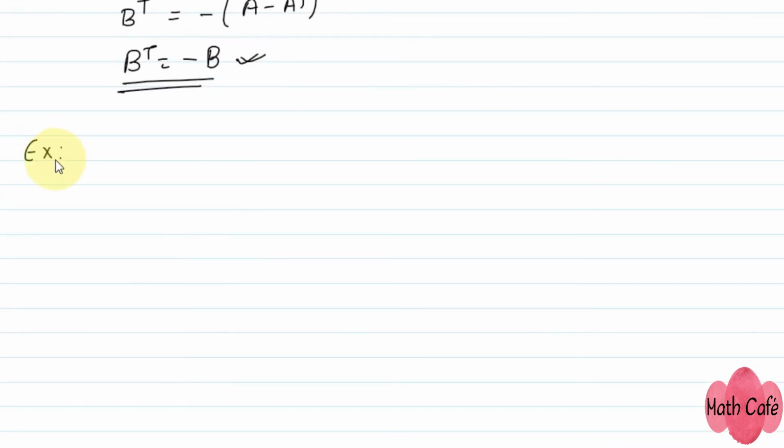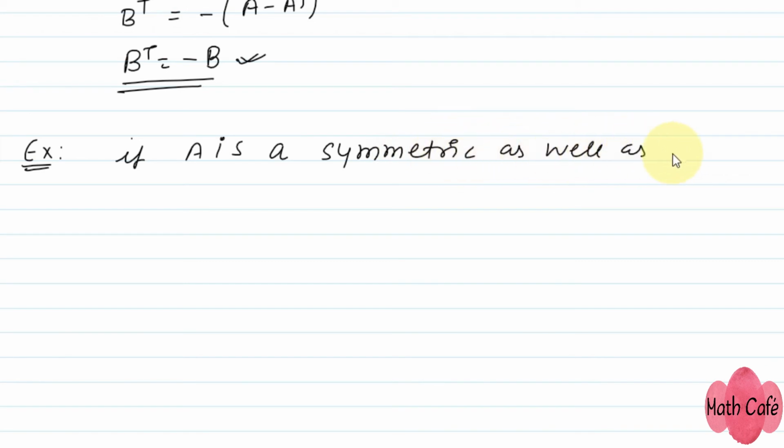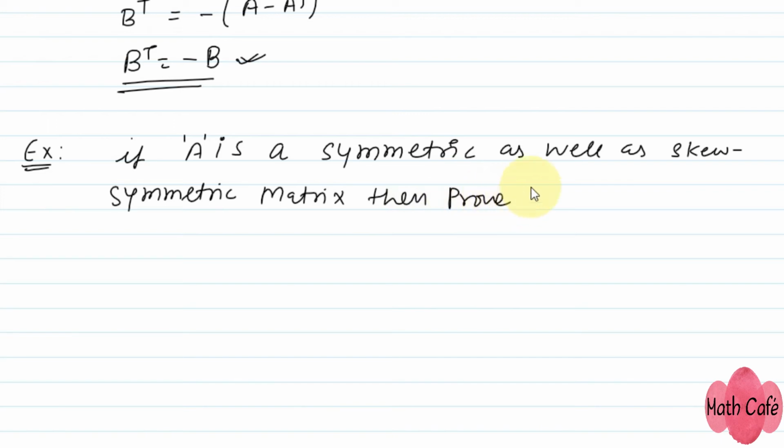It is given in the question that A is a symmetric as well as a skew symmetric matrix. If A is a symmetric as well as a skew symmetric matrix, then we need to prove that A is a null matrix.